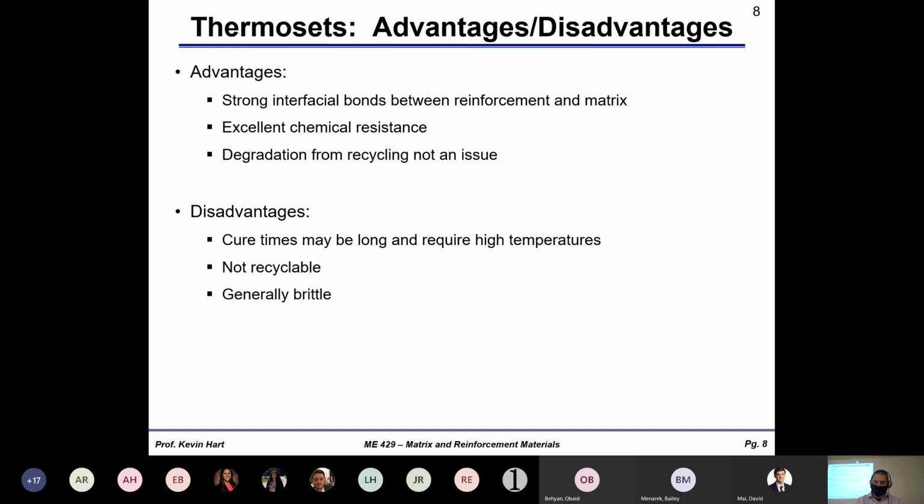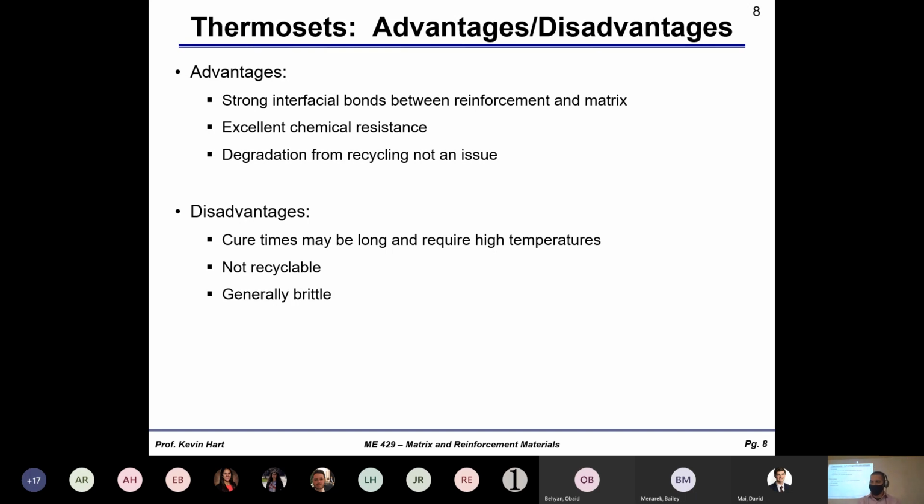So degradation from recycling, also not an issue. Thermoplastics can be reused over and over, and sometimes reusing thermoplastics over and over can lead to degradation of their performance. If you remolded the same polymer over and over, talking about a thermoplastic now, you're probably going to lose some of the mechanical performance of that thermoplastic.